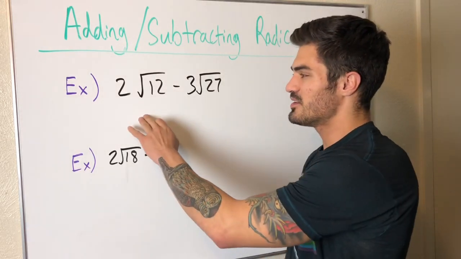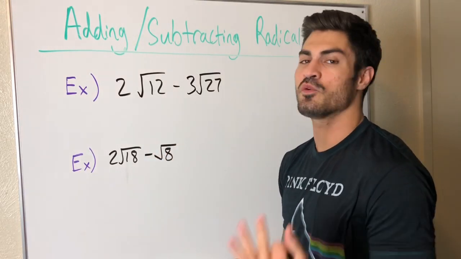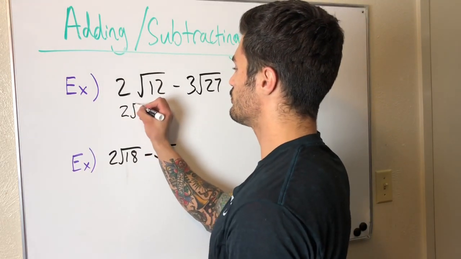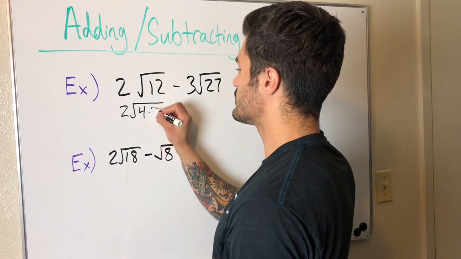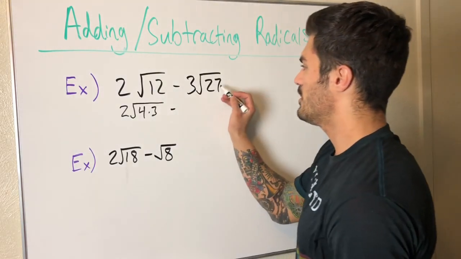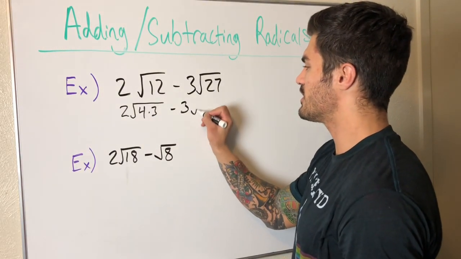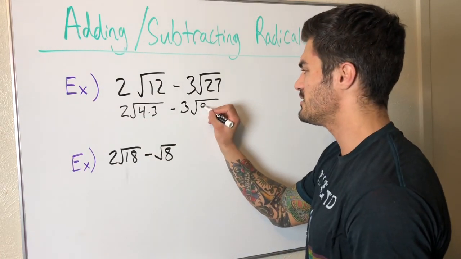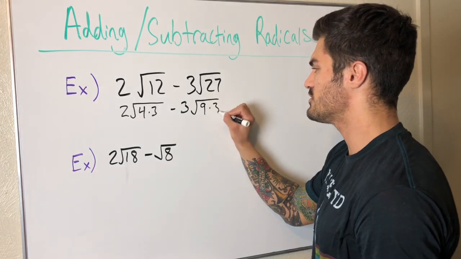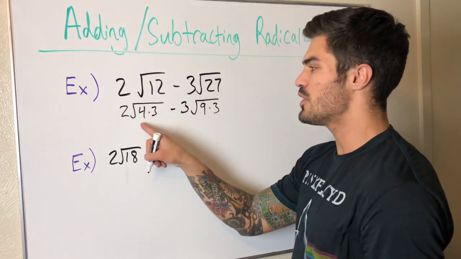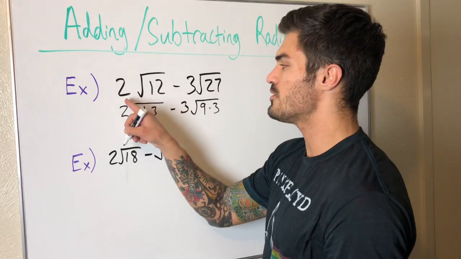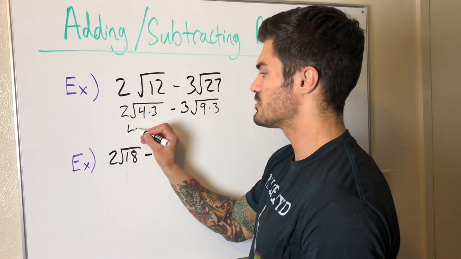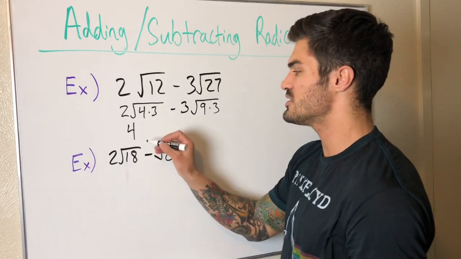What does 12 break down into? That's 4 times 3, right? And 4 is a perfect square. So we can rewrite this as 2 times root 4 times 3 under here. And what about this 27? What can this break into? I'm looking for something that's a perfect square like that. And I think it's going to end up being 9 times 3, right? Well, the square root of 4 is simply 2. So the 2 comes out, and when that 2 comes out, it actually multiplies with this 2. So I get 4. And this 3 just stays in the root.